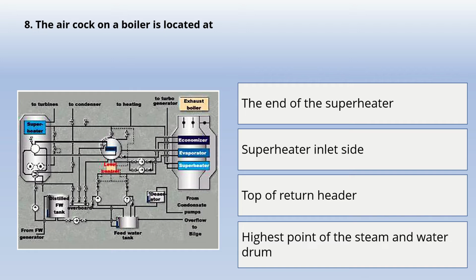And our next question is, the air cock on a boiler is located at, and the options are the end of the superheater, superheater inlet side, top of return header, highest point of the steam and water drum. And the correct option for this question is highest point of the steam and water drum.